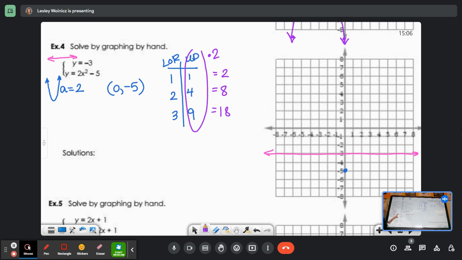So from my vertex, left 1, up 2. Right 1, up 2, again. Okay, where's 8? There. Notice I'm still doing at least 5 points, even though I hit right away on my first 3 points. Well, you know what I mean.